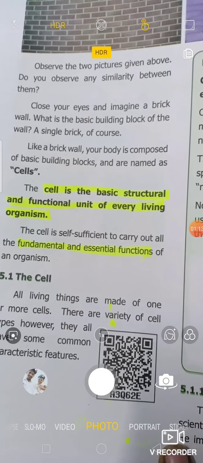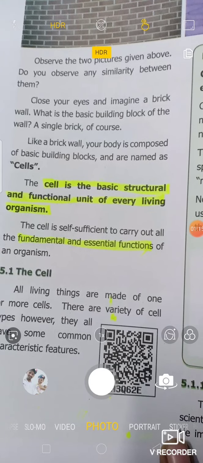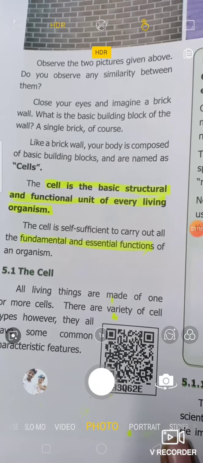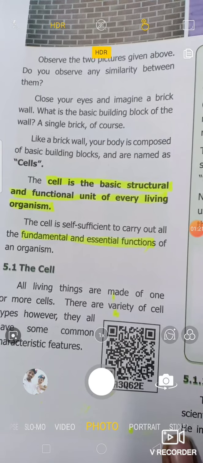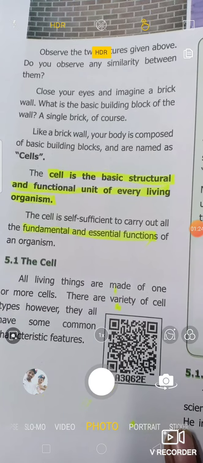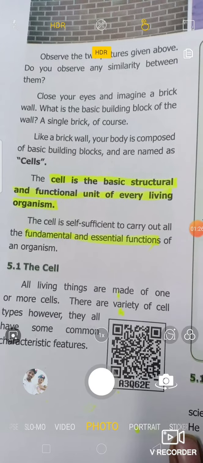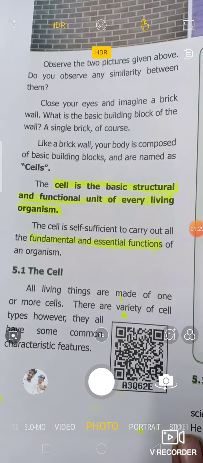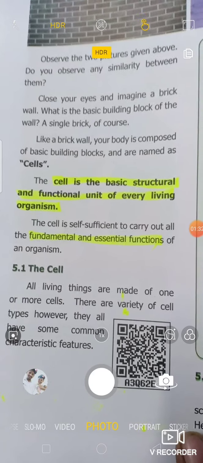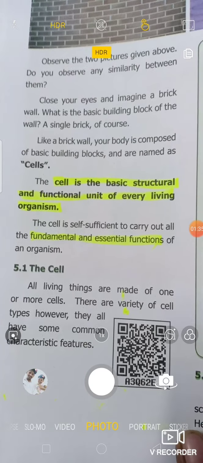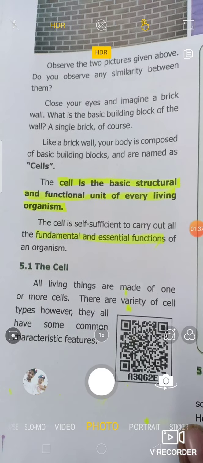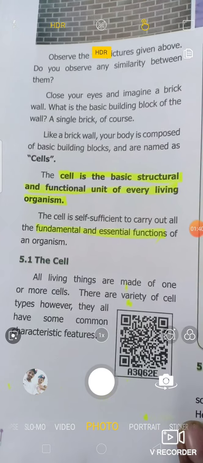The cell is the basic structural and functional unit of every living organism. The cell is self-sustained to carry out all the fundamental and essential functions of an organism. What is a cell? All living things are made up of one or more cells. There are a variety of cell types. However, they all have the same common characteristic features. How can we find the cell? Only the discovery of the microscope helps us to find the cell.